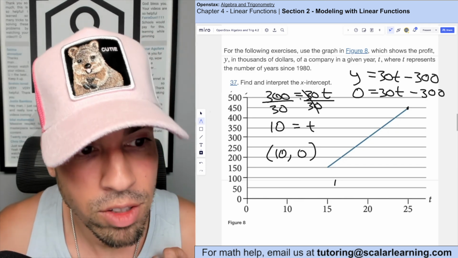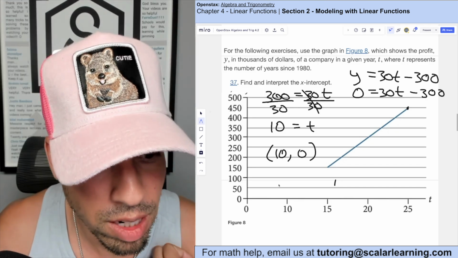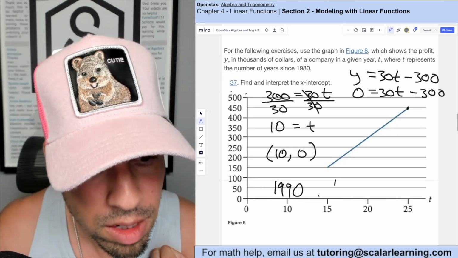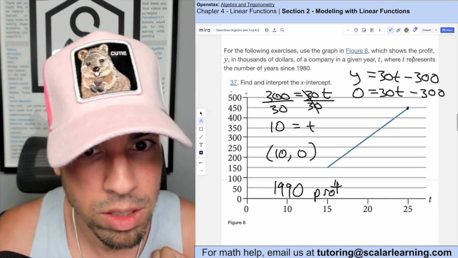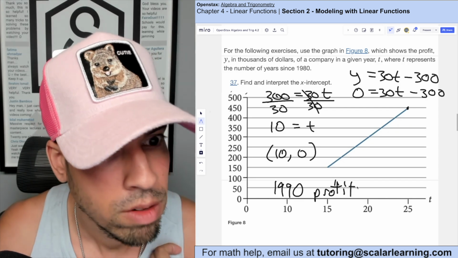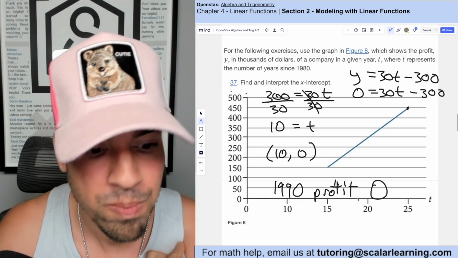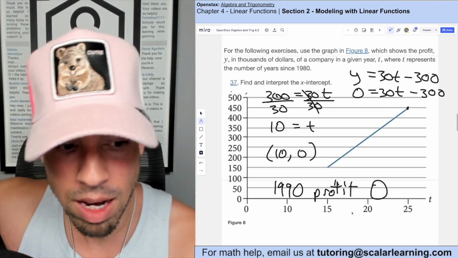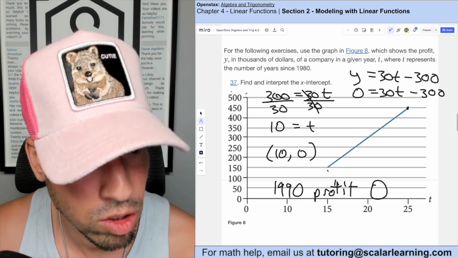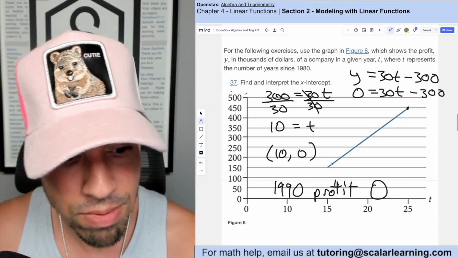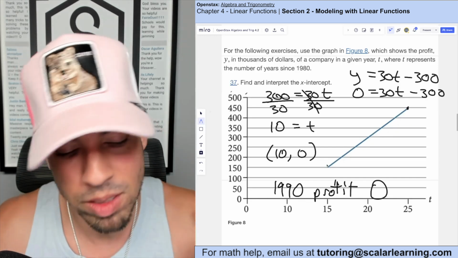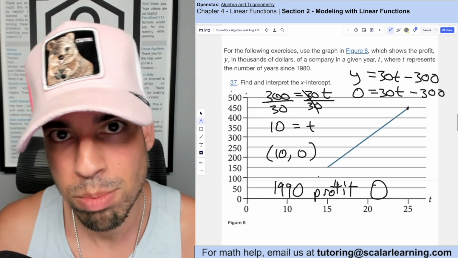So that means 10 years after that would be 1990. So it's saying in 1990, the profits, because this represents profits, the profits for this company were 0. So apparently it started growing in 1990 and got bigger and bigger. And we only see here 15 years later, which is in 1995, the profits seem to be at 150,000. So there's your answer. Boom, done.